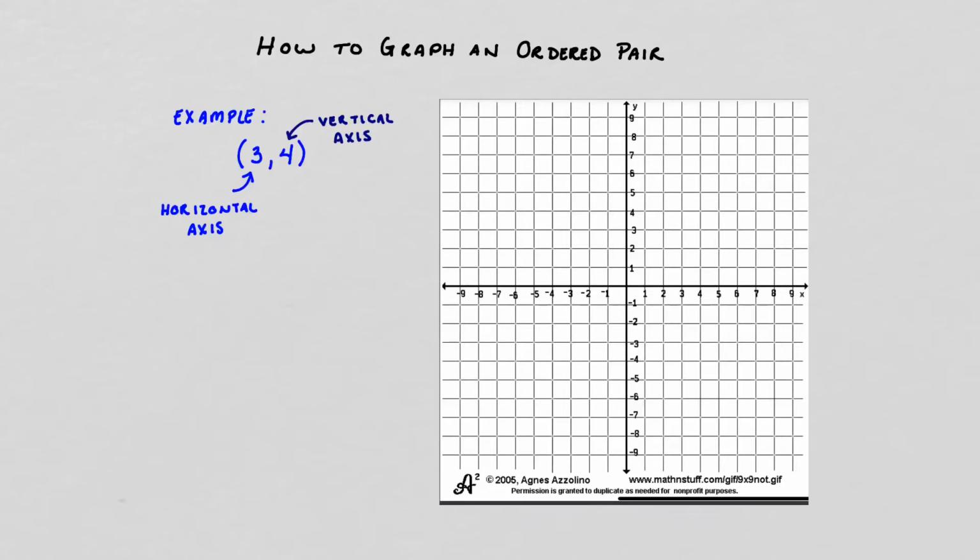So what we will do first is locate the 3 on the horizontal axis. I'm going to use this dotted line to indicate where the 3 is located on the horizontal axis. I'm going to also do the same thing for the 4 on the vertical axis, like so. Where I see these two dotted lines intersect or touch one another is where the point 3, 4 is located.